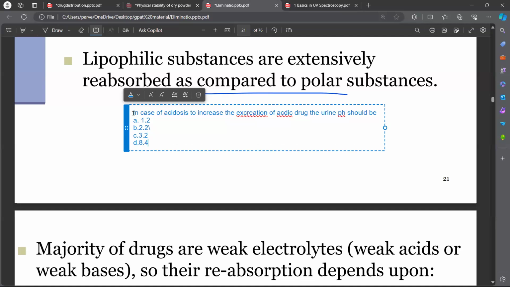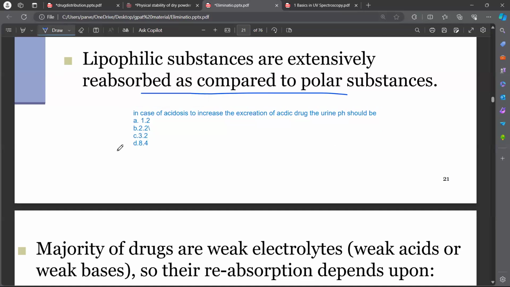Great, guys. Everyone must answer this question, I don't want the answer from only one person. So the answer is D. Basically, in acidosis, generally we make the urine alkaline so that we can increase the excretion of the acidic drug, by which it gets ionized.